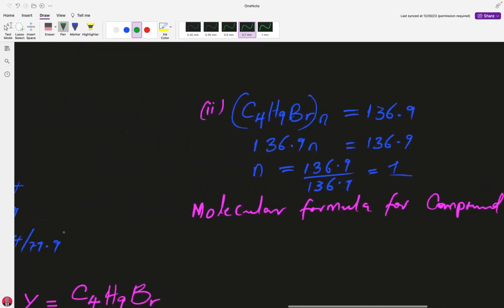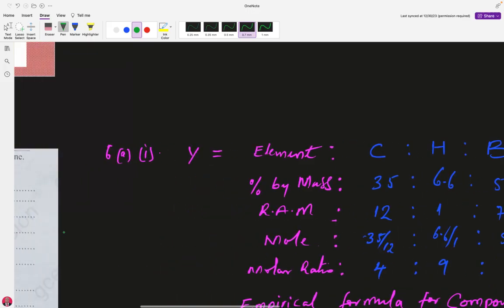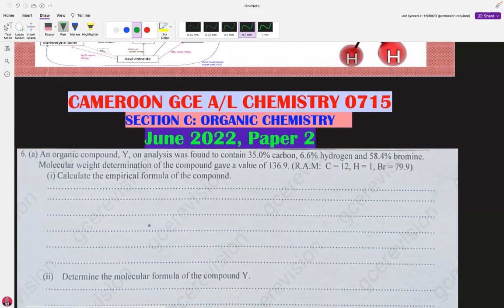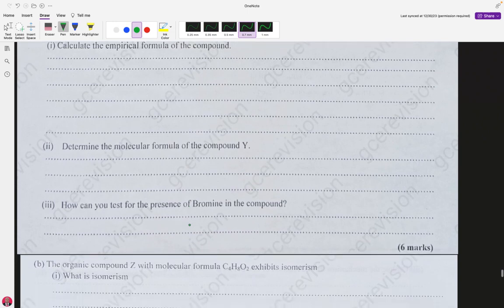That's part 2. Let's go to the third part of the question, which has to do with how you can test for the presence of bromine in the compound. Yes, I know that you have many tests for double bonds, tests for bromine. I trust you have them. But however, this is a haloalkane. How are you going to test for the presence of bromine in this?